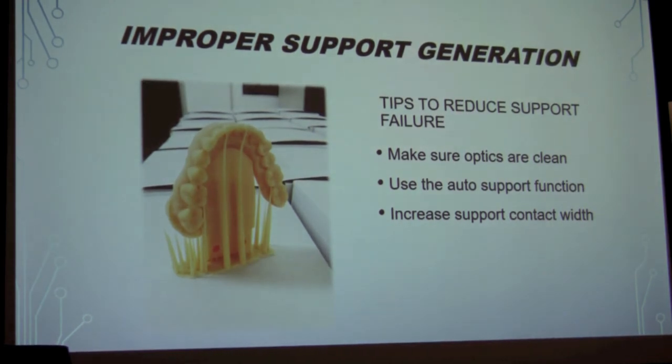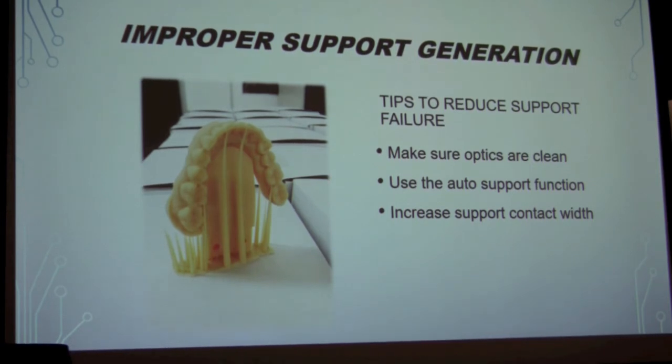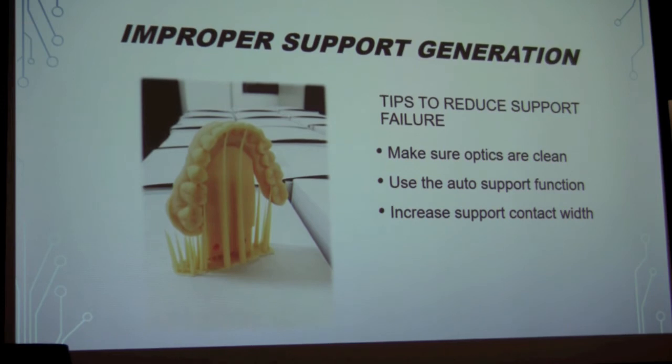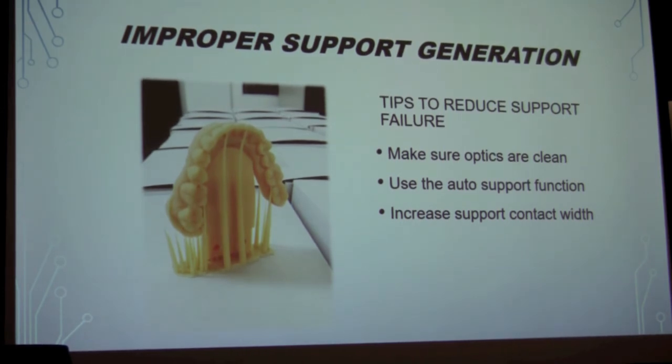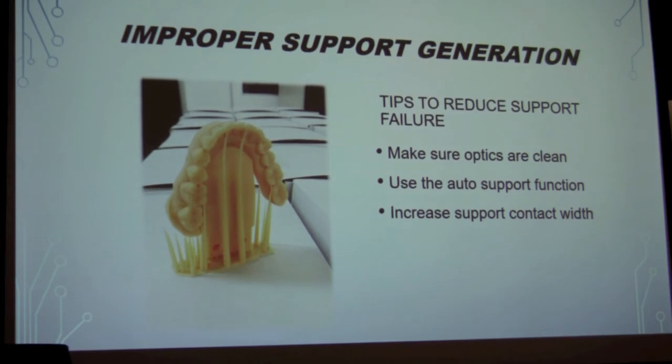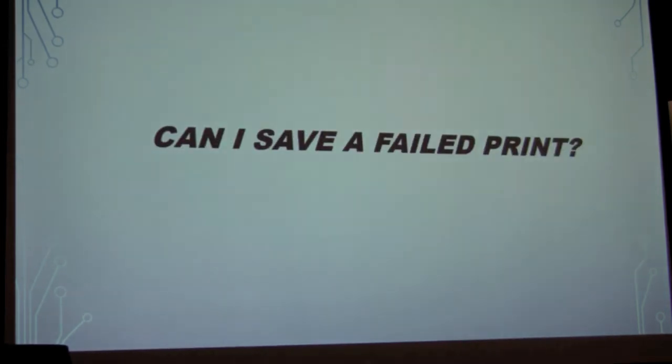And then improper support generation. So we can see over here, I printed this model, it printed fine for the most part, but we can see the supports around the edge of the model are actually falling off. To reduce this, make sure your optics are clean. Use the auto support function. If anybody's having issues with applying supports to structures, come over to the booth. I do have a method for finding the correct locations to apply manual supports. But if the printer itself has an auto support function, please use that. And then also you can increase the contact width of the supports.